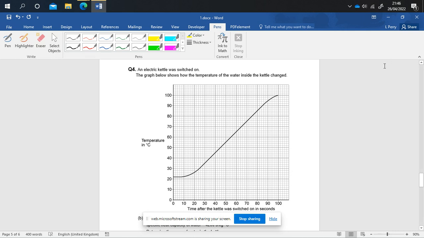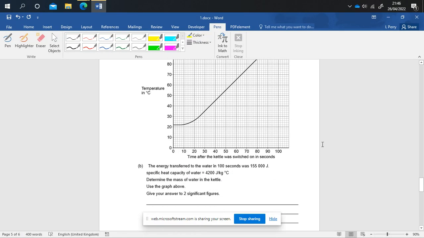An electric kettle was switched on. The graph below shows how the temperature of the water inside the kettle changed, and we're given a graph. The energy transferred to the water in 100 seconds was 155,000 joules. Specific heat capacity of water is 4,200. Determine the mass of water in the kettle. Use the graph above, give your answer to two significant figures.